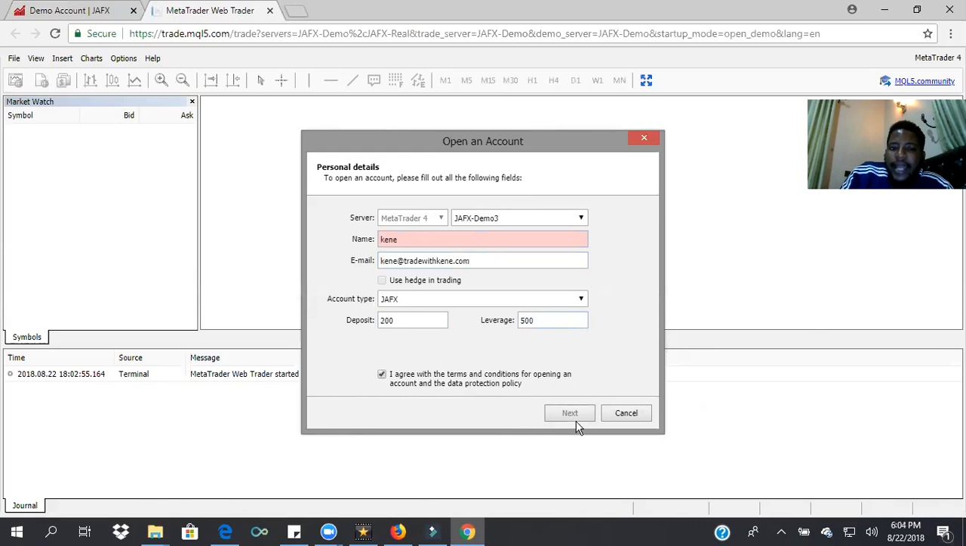And then when you click on next, after putting in all your details, they would send you your login for your demo account. So with that login, you basically download MT4, emphasis on MT4, from your Google or iOS store.